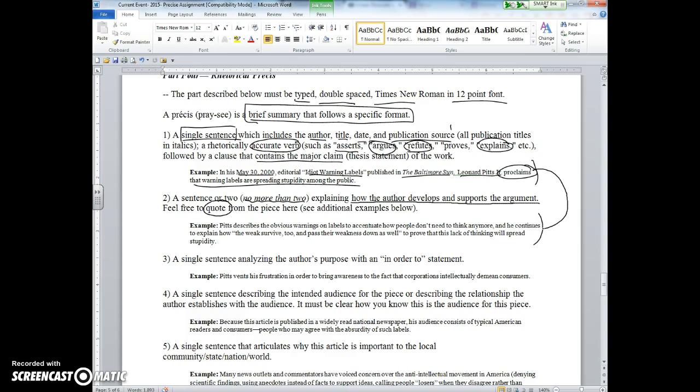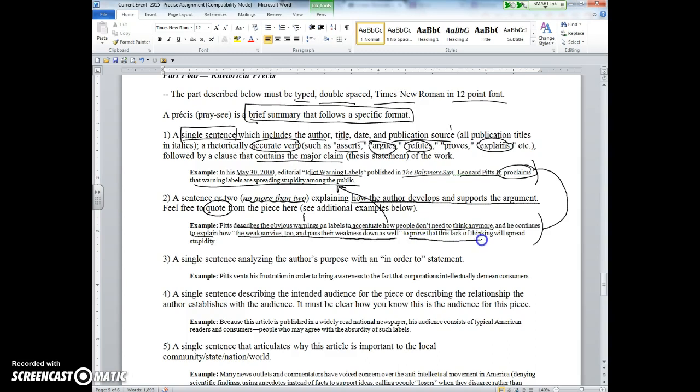Okay, so I'm saying that he's describing warnings, and why he's doing that. So I'm saying, this is what he's doing, and here's how it connects to the argument. And he continues to explain, so what he's doing, and then here's more. The weak who survive pass on their weaknesses down as well. So that's what he's doing.